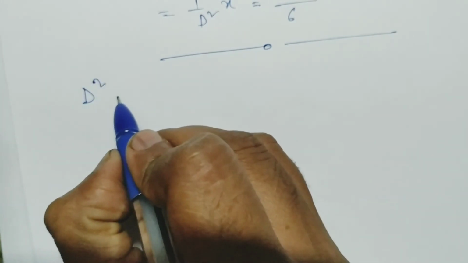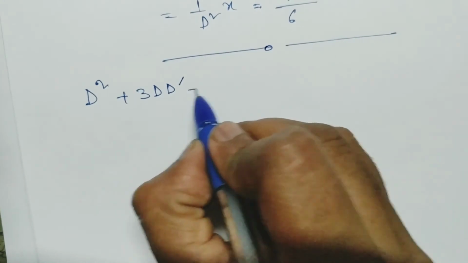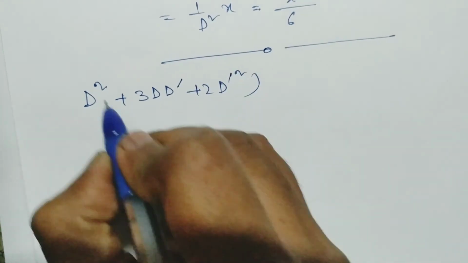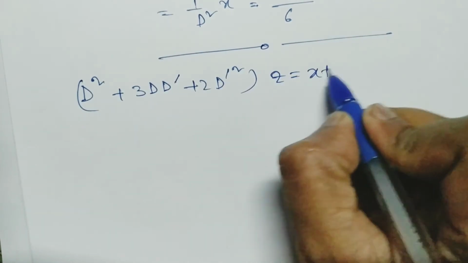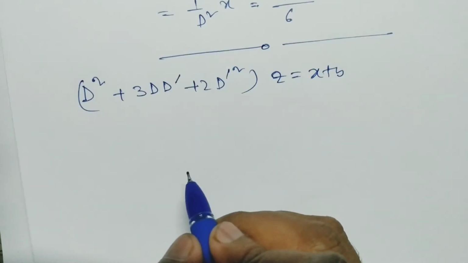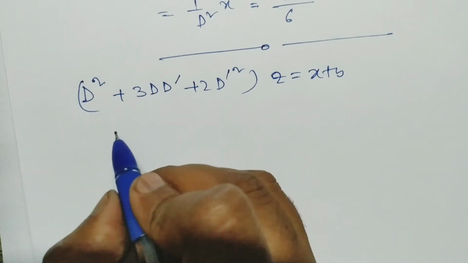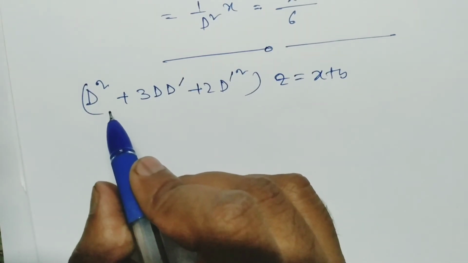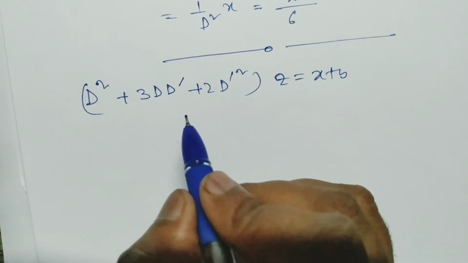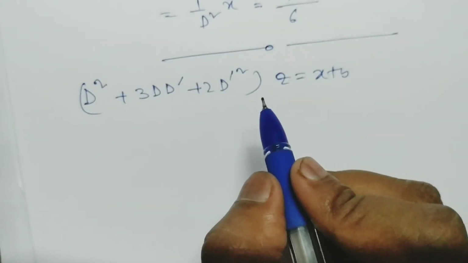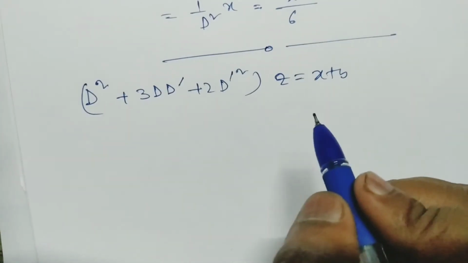And next problem, D square plus 3 D D dashed plus 2 D dashed square operating on z is equal to x plus y. Directly, you can break it like D plus D dashed into D plus 2D dashed, and your complementary function will be phi 1 of y minus x plus phi 2 of y minus 2x.